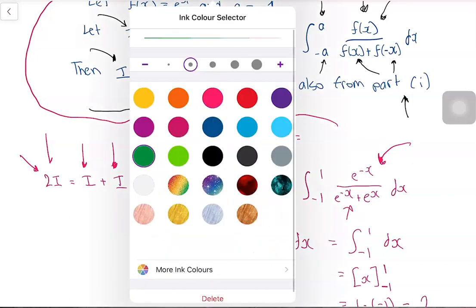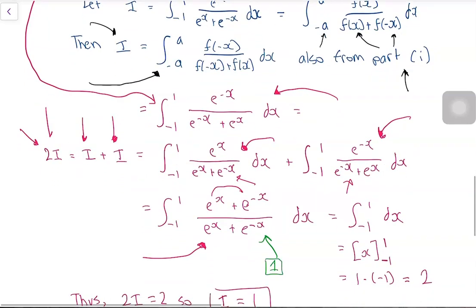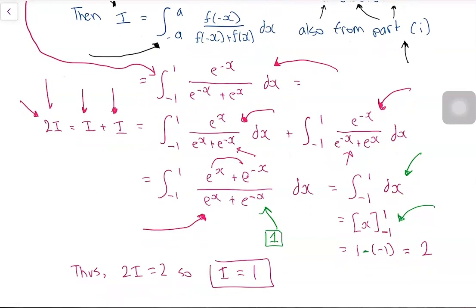Now we can see the numerator and denominator are now equal, so now this whole expression will just equal 1. So we'll just have the integral from minus 1 to 1 of dx, and the antiderivative of dx is just x. So that means we have x going from minus 1 to 1, which is 1 minus negative 1, which is 2. So now 2I is going to be equal to 2. And dividing both sides by 2, we finally get the value of the original integral is equal to 1.